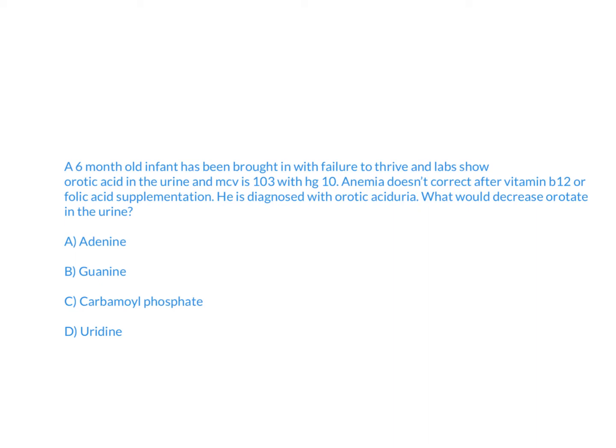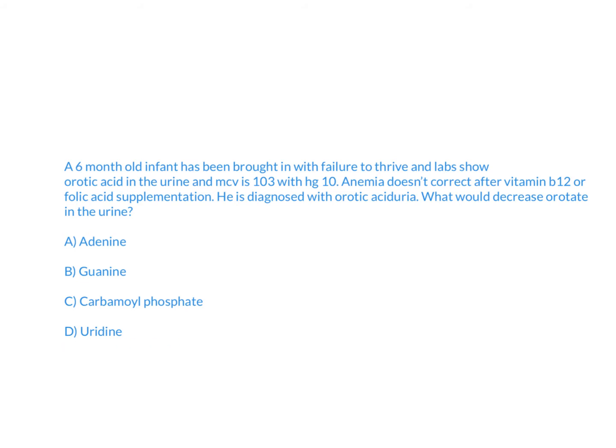Okay, so we have a 6-month-old infant who has been brought in with failure to thrive, and labs show uric acid in the urine. MCV is 103 with hemoglobin of 10. Anemia doesn't correct after vitamin B12 or folic acid supplementation. He is diagnosed with uric aciduria. What would decrease uric in the urine? Is it A, adenine, B, guanine, C, carbonyl phosphate, or D, uridine?